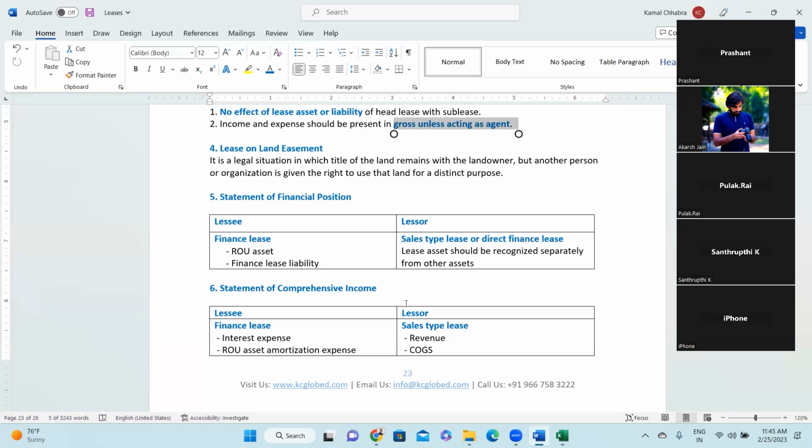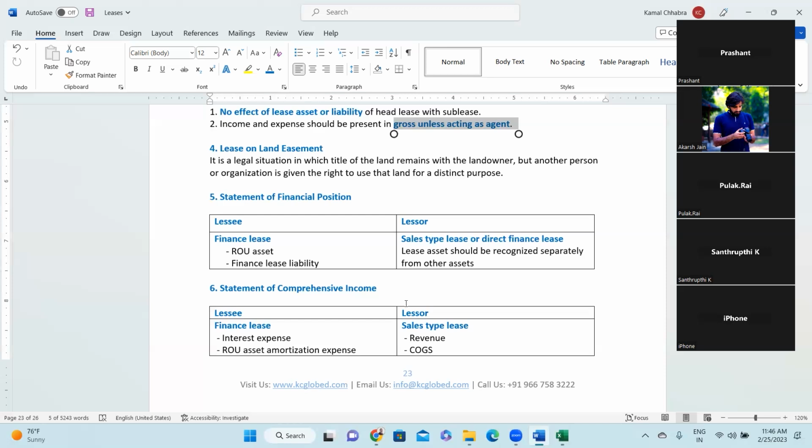Okay. Statement of financial position. So the next miscellaneous item is how you need to present the statement of financial position in the financial statements. From the lessee standpoint, for a finance lease, you will be disclosing the right to use asset and the finance lease liability. And in the comprehensive income, first let's look at all things from the lessee standpoint, then we'll come to the lessor standpoint.